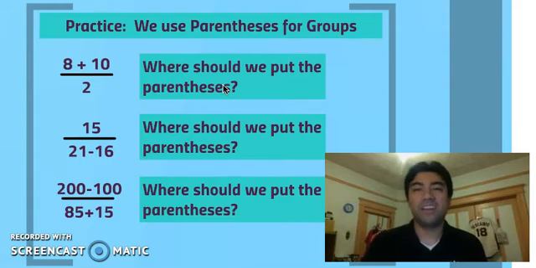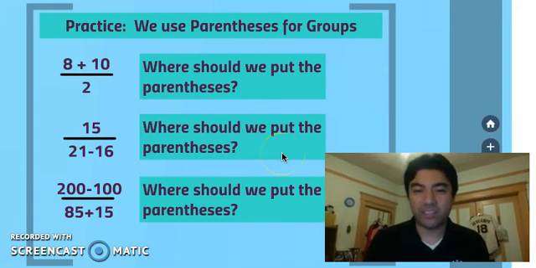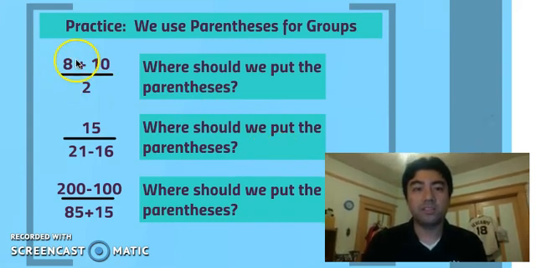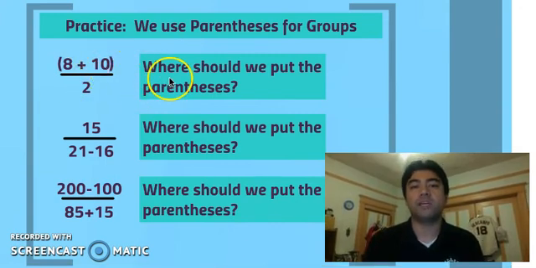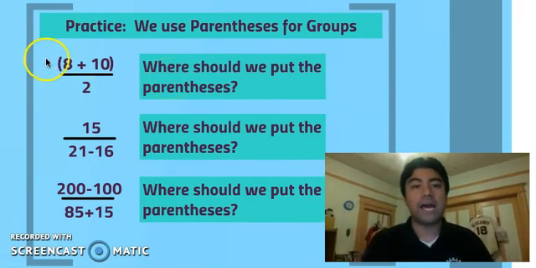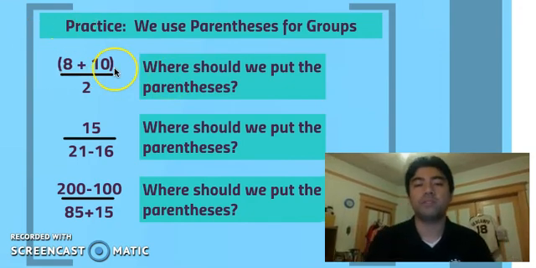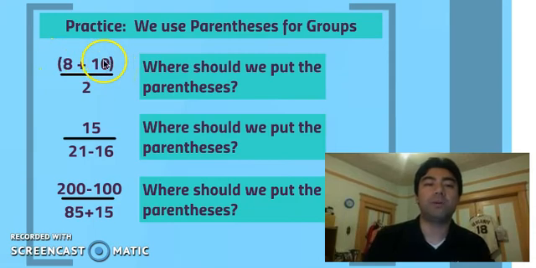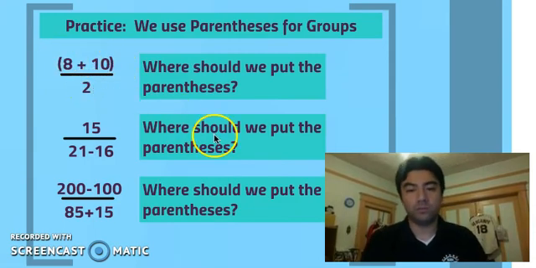All right, now let's find out the answers, okay? So let's look at expression number 1, 8 plus 10 divided by 2. Where should we put the parentheses? We should put the parentheses around 8 plus 10. 8 plus 10 is our group. We have a group of 8 plus 10. And both of that is being divided by 2.